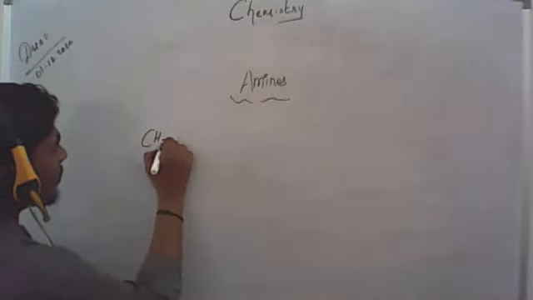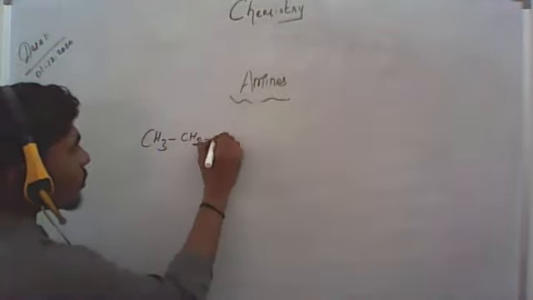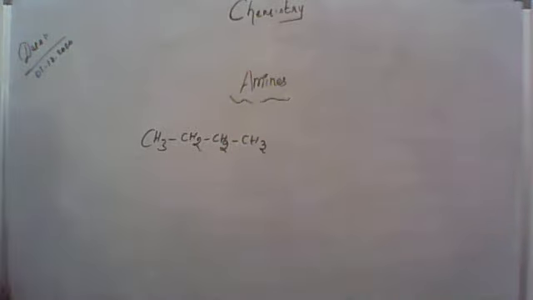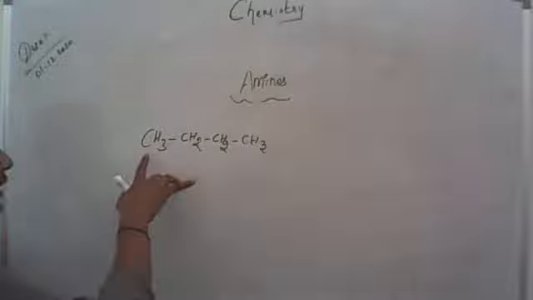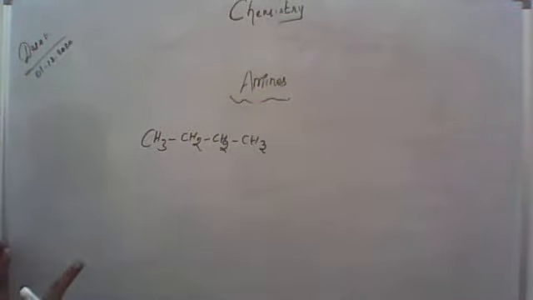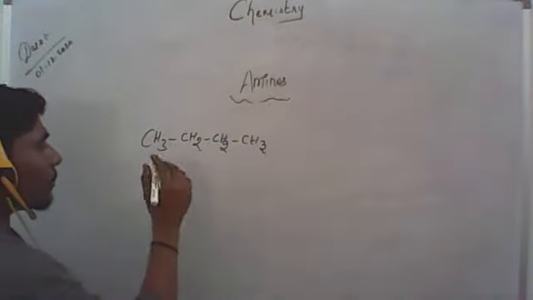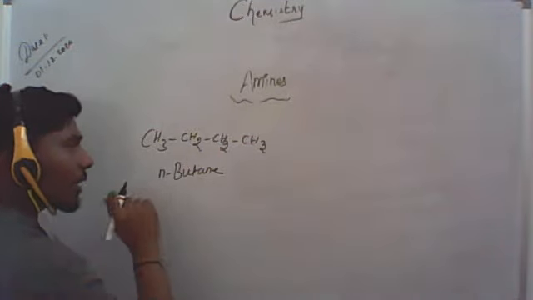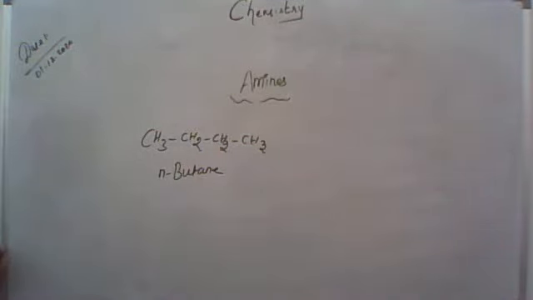Okay, first CH3, CH2, CH2, CH3. What is the name for this compound? See here, there are 4 carbons present here. So 4 carbons means it's a but. All the carbons have a single bond, so it is an ane. So it is a butane. It is n-butane. Okay, the chemical compound name is called n-butane.